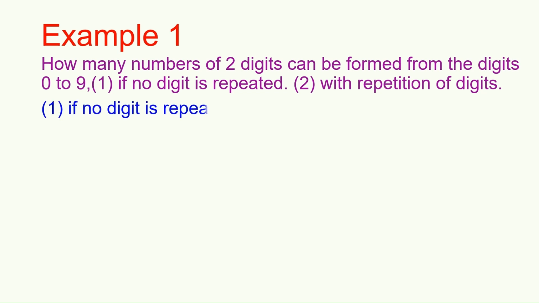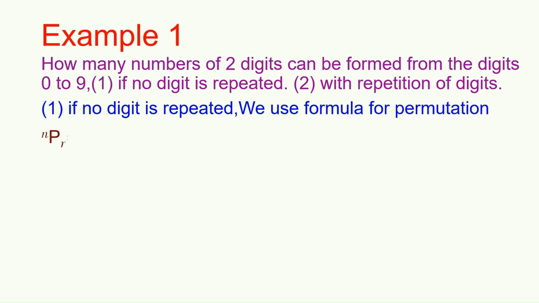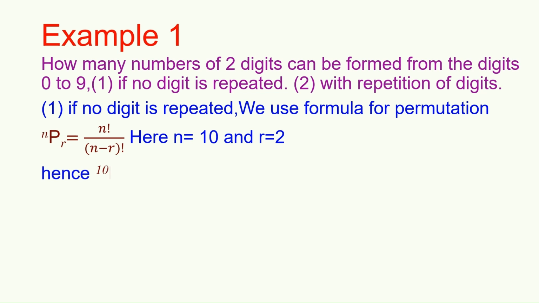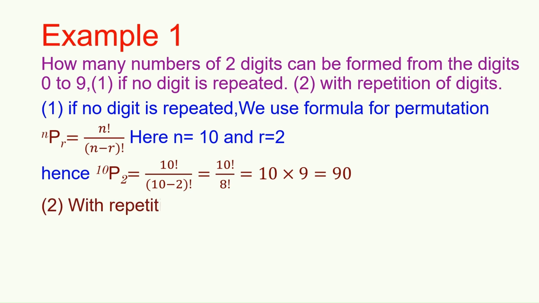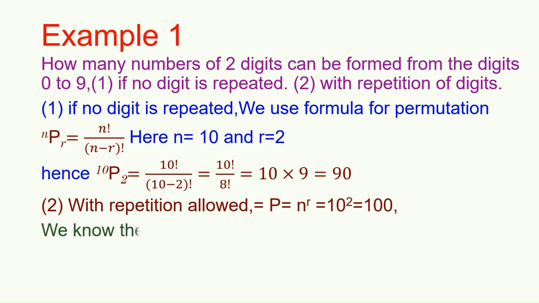We use formula for permutation. nPr equals factorial n divided by factorial n minus r. Here n equals 10 and r equals 2. Hence 10P2 equals factorial 10 divided by factorial 10 minus 2 equals factorial 10 divided by factorial 8 equals 10 times 9 equals 90. Number 2. With repetition allowed, P equals n to the power of r equals 10 squared equals 100.